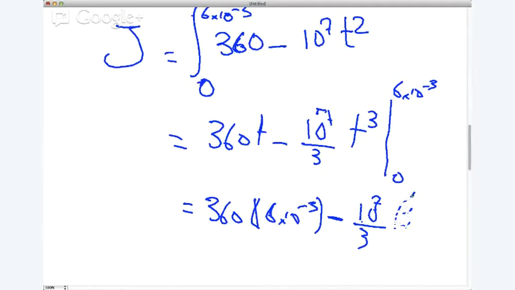This eraser is not very efficient, is it? To make it big. That's okay.